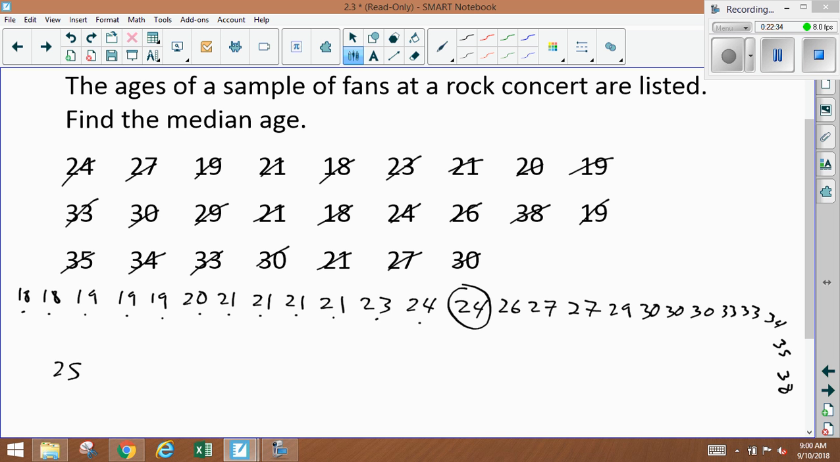You could just cross them all out, or you could say, okay, the next lowest even number is 24, divided by 2, and then I can just count that 12, and the next one is the median. So the median age is 24.